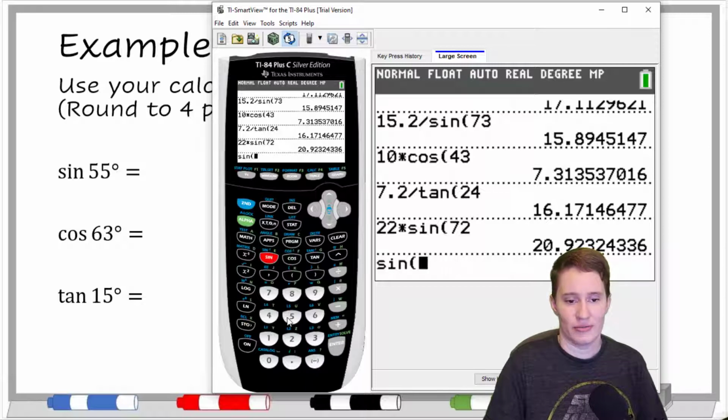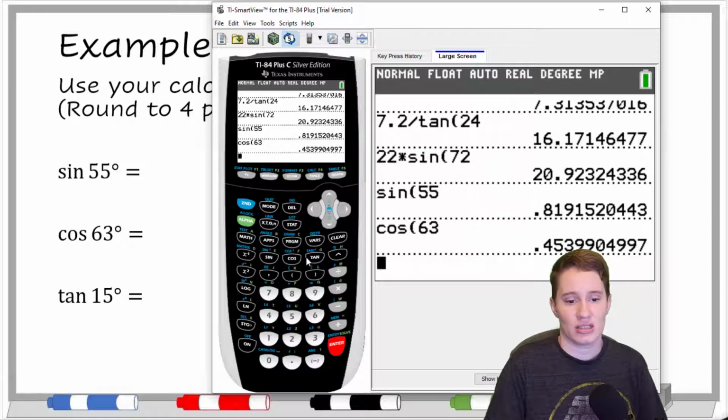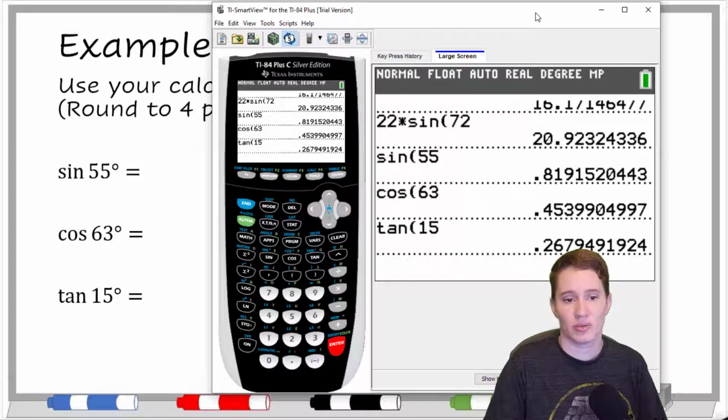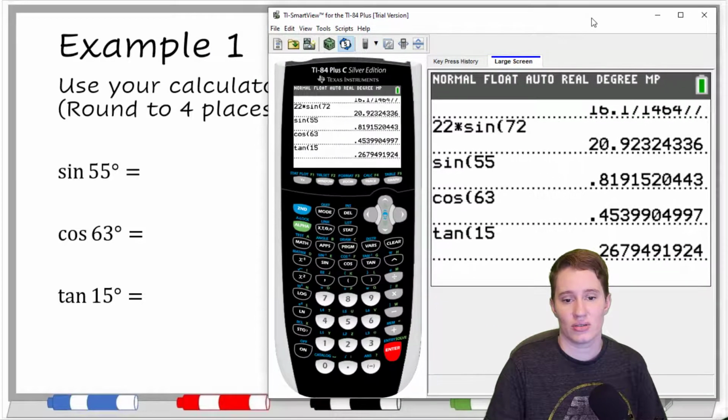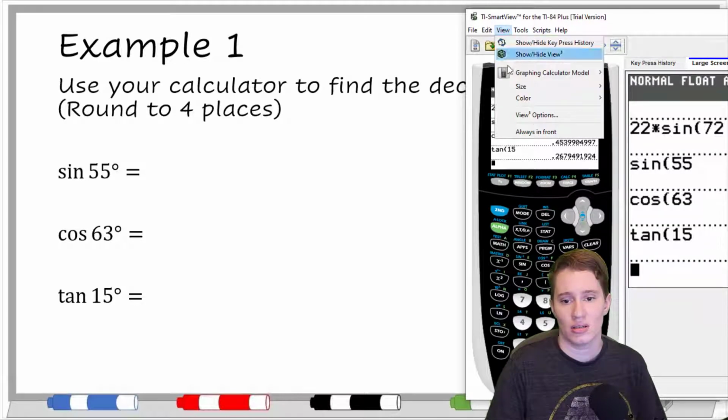So sine of 55 degrees. There are a few angles here that would give us non-decimal numbers that we could find sine, cosine, or tangent of, but most of them will give us these long, kind of gross-looking decimals. So just to kind of prepare you. Sine of 55, cosine of 63, tangent of 15. So we're going to round to 4 decimal places.